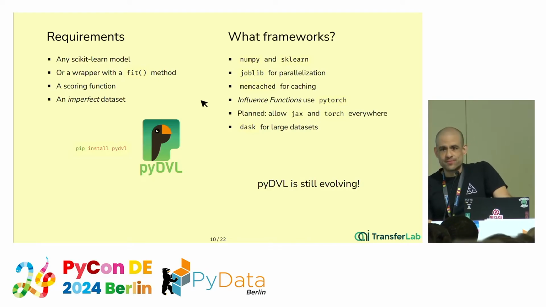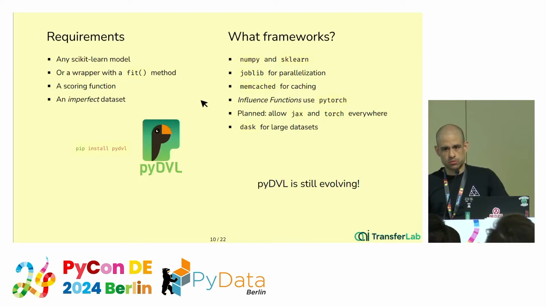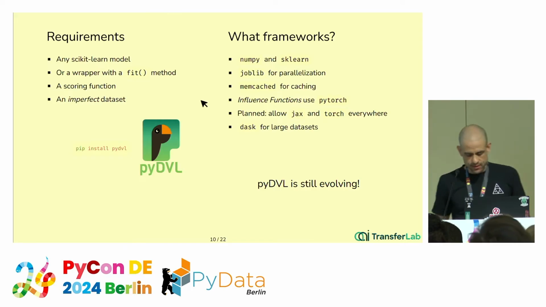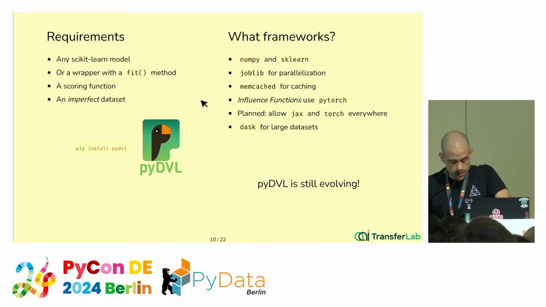What frameworks? NumPy and scikit-learn, they work. Joblib for parallelization. We use memcached for caching results. And the second part that Kristof is going to be talking about uses mainly PyTorch. We're planning to support JAX, and we use Dask for large data sets. pyDVL is still changing, so I mean it's not alpha, but there are changes to the interfaces. I'm presenting the interface now, it's not published yet, so there are changes.